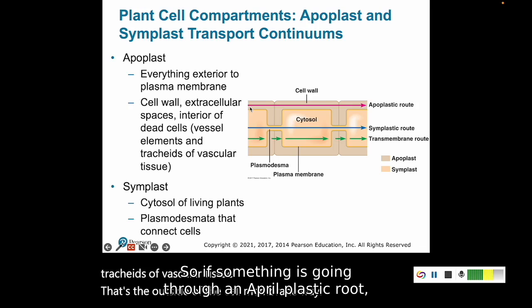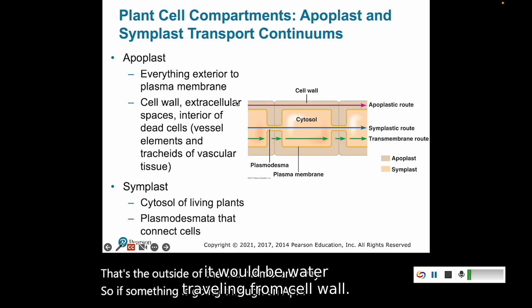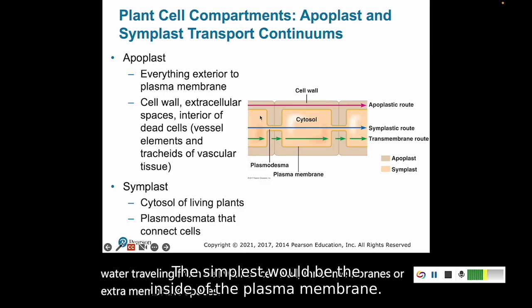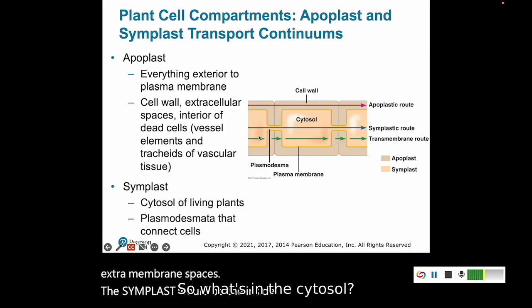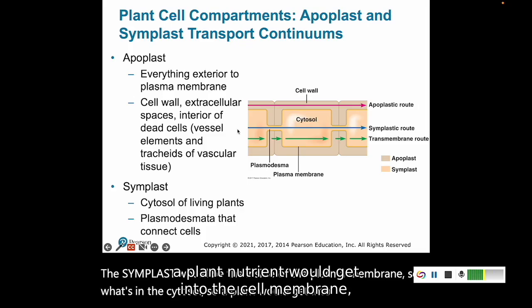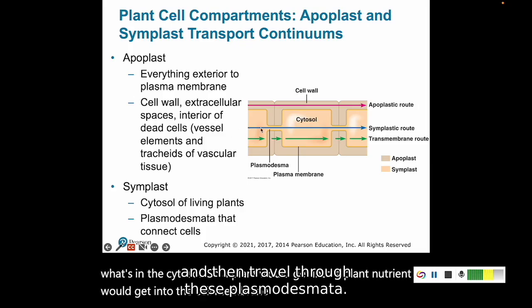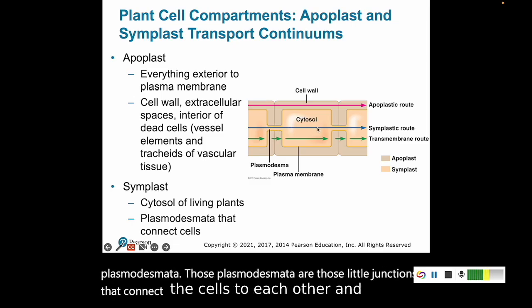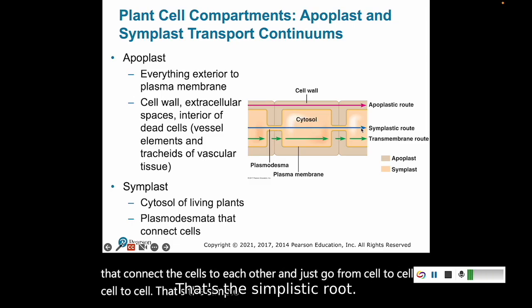So if something is going through an apoplastic route, it would be water traveling through cell walls, or extramembrane spaces. The symplast would be the inside of the plasma membrane. So what's in the cytosol? A plant nutrient would get into the cell membrane and then travel through these plasmodesmata. Those plasmodesmata are those little junctions that connect the cells to each other and just go from cell to cell to cell to cell. That's the symplastic route.